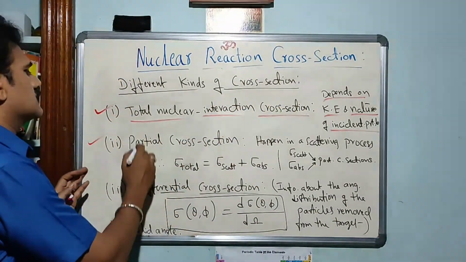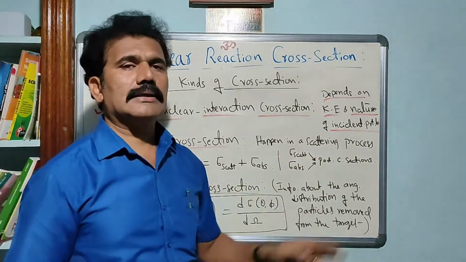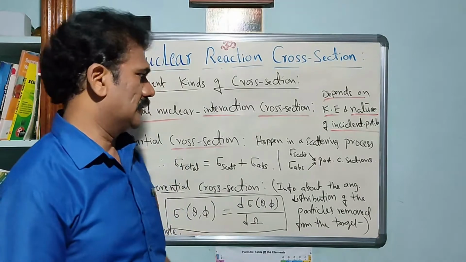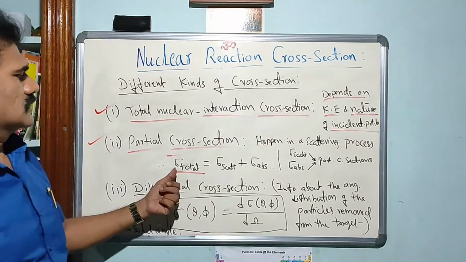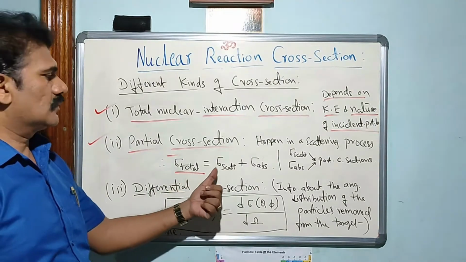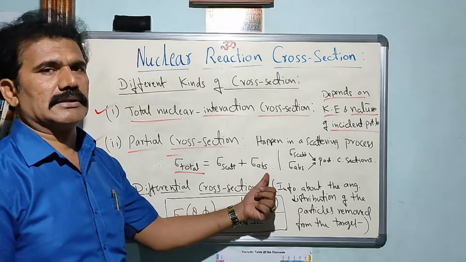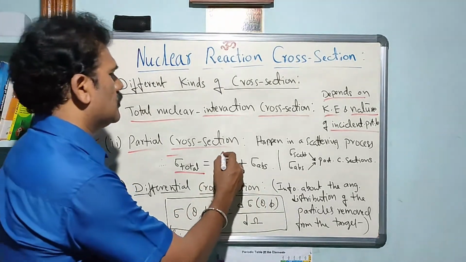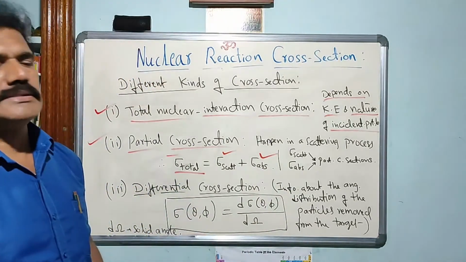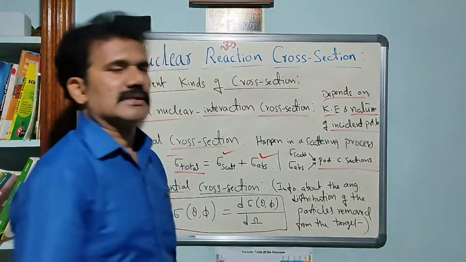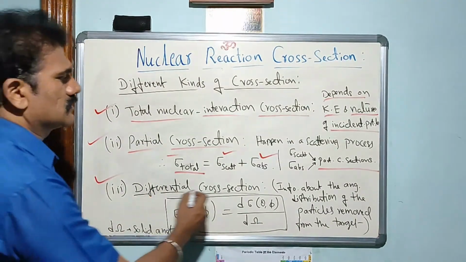The second one is the partial cross section. It normally applies when a scattering type of nuclear reaction takes place. For example, the total nuclear cross section sigma total is equal to the sum of sigma for scattered particles plus sigma for the absorbed particles. These sigma of scattered particles and sigma of absorbed particles are considered partial cross sections. The third one is the differential cross section.